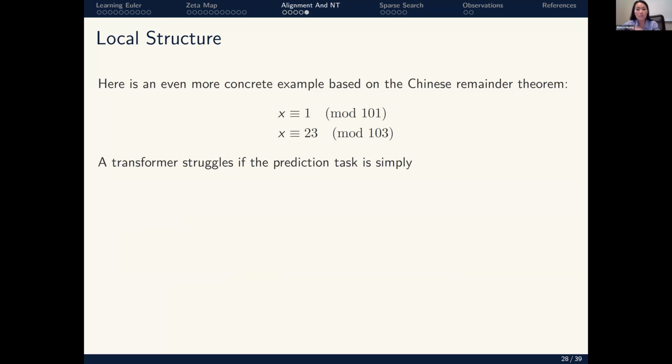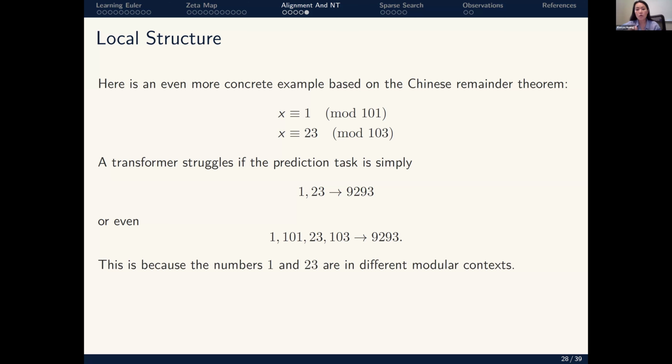Perhaps it's better to give an even more concrete example with the Chinese remainder theorem. If we consider x congruent to 1 mod 101, and congruent to 23 mod 103, then if we just give 1 and 23 and ask the transformer model to predict 92 and 93, what x is supposed to be mod the product of these primes, it's very hard. And even if you add the prime information in the input sequence as well, 1 101, 23 103, this is still difficult. I claim this is because 1 and 23 are in different modular contexts, and unless you give a humongous amount of data, it's very hard for the transformer to infer these contexts.